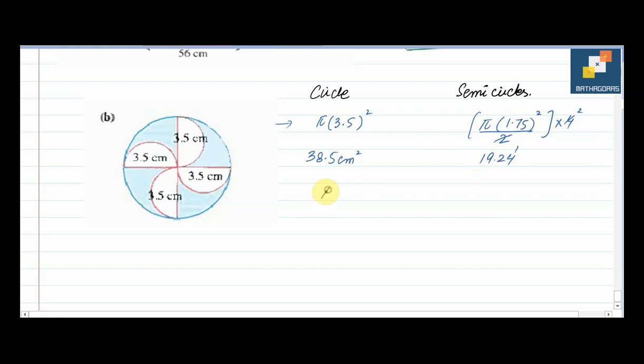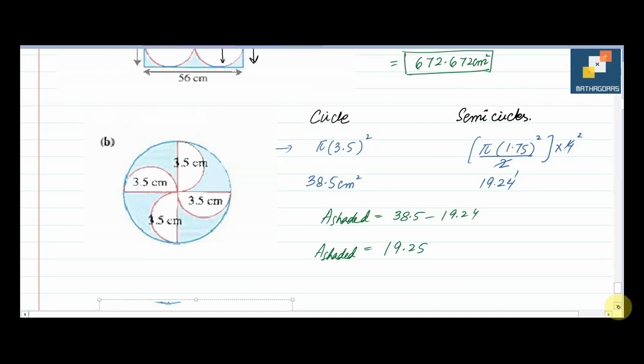And for the area of the shaded part, we need to simply subtract it. 38.5 minus 19.24. So the answer is 19.24 or 25. That is the area of the shaded portion, right? So in every question I am following the same strategy, and I recommend you do the same. First, write the name of the shapes that you are observing in your figure, and then write their working formulas. So you will have a better idea how to continue your question.